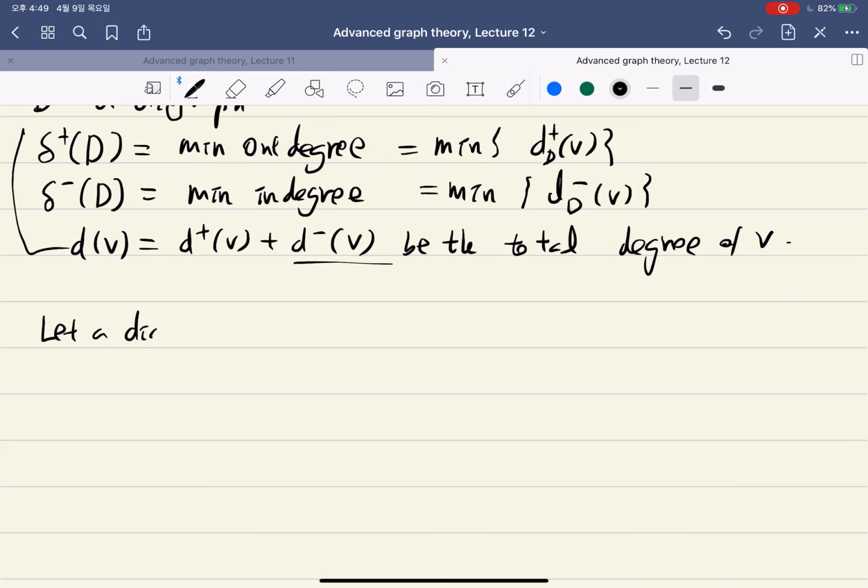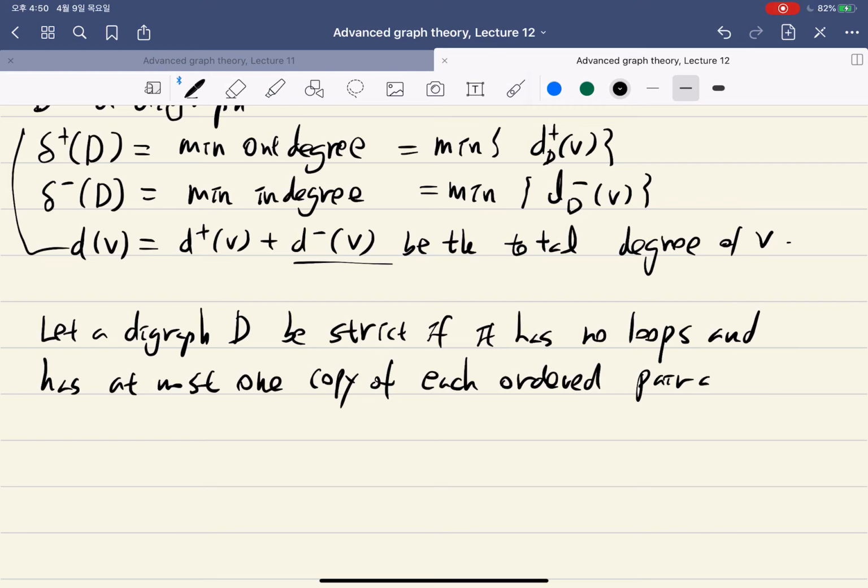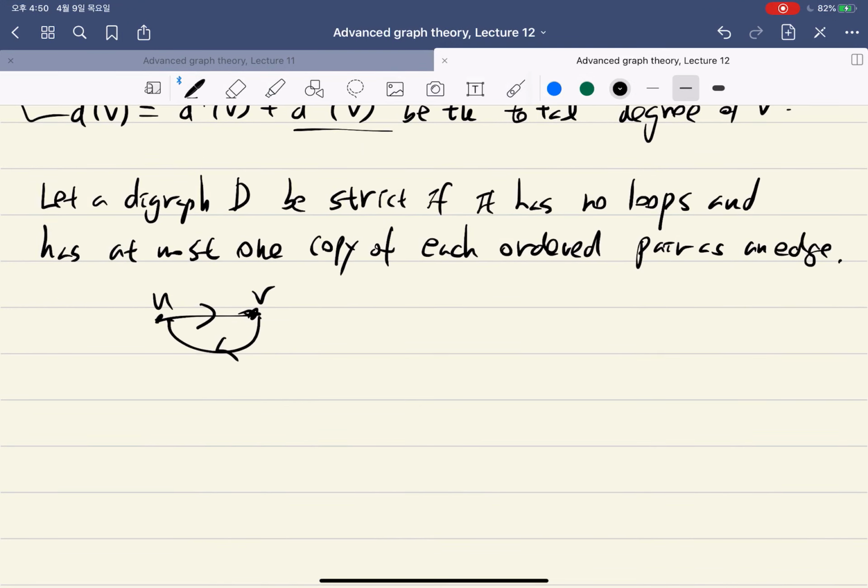So let's say a digraph D is a strict digraph if it has no loops and has at most one copy of each ordered pair as an edge. But you can still have uv and vu together because as ordered pairs, they are different. But you don't have the situation that there are two uv edges.